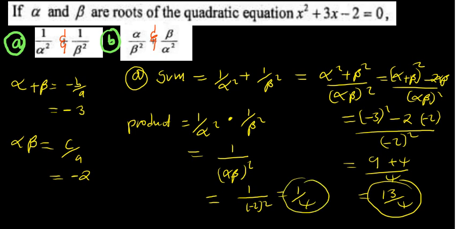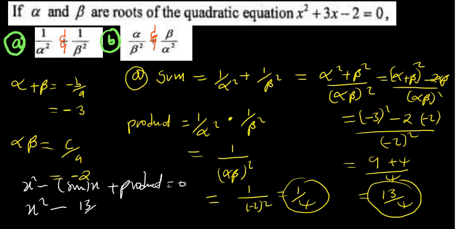So we can now go to the formula: x squared minus (sum) x, plus (product), is equal to 0. So this becomes x squared minus, what is the sum of the roots? That is 13 over 4, you put an x, plus what's the product of the roots? That is 1 over 4. That is going to be equal to 0.